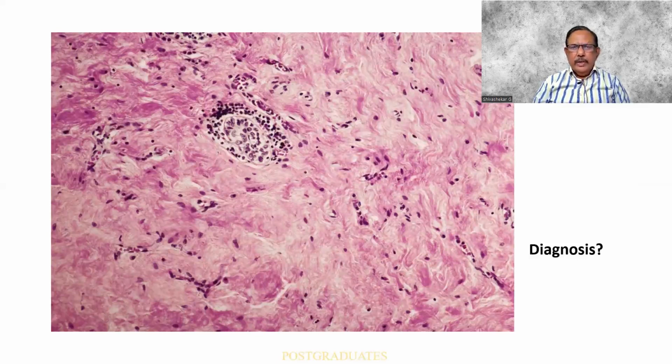One is a classical variant, two is lymphocyte predominant, which can be mistaken for a lymphoma, and three is a fibrosing variant.